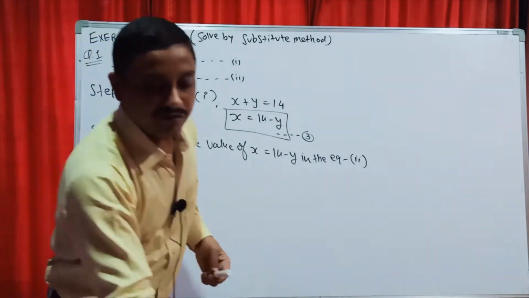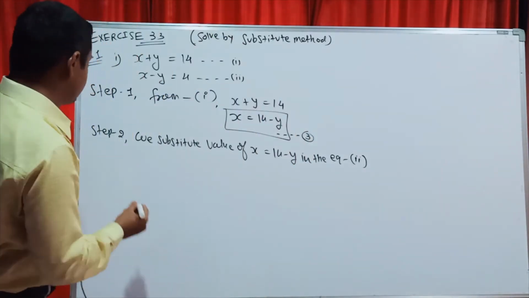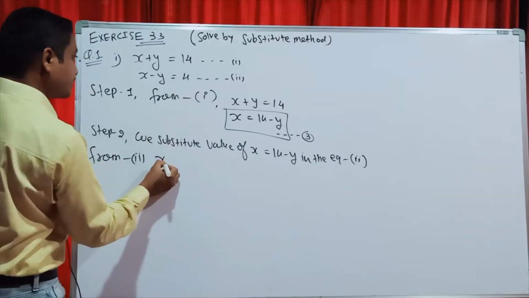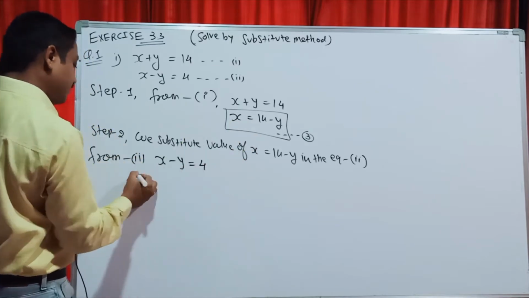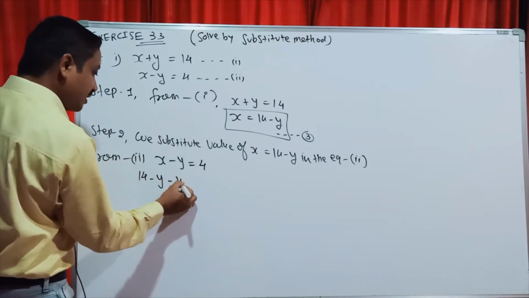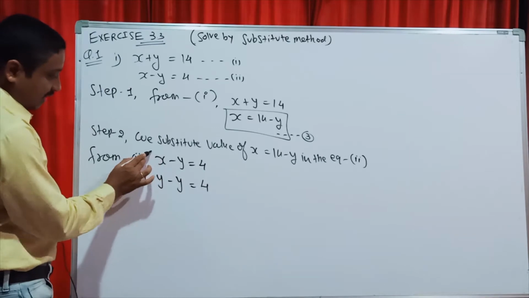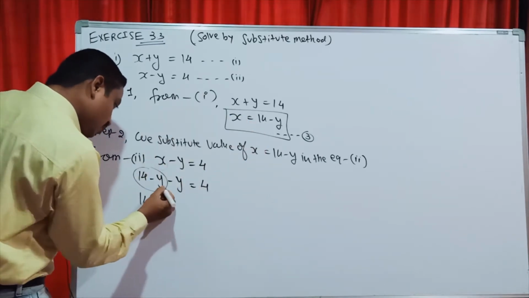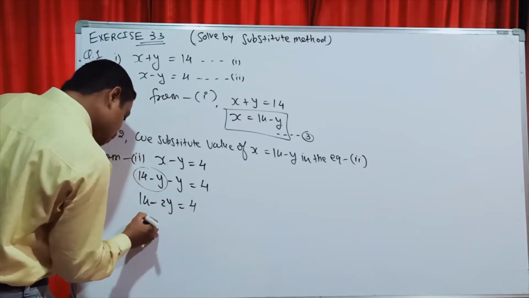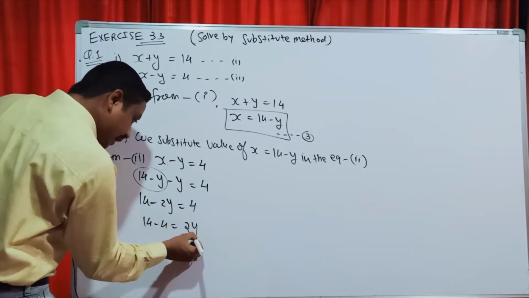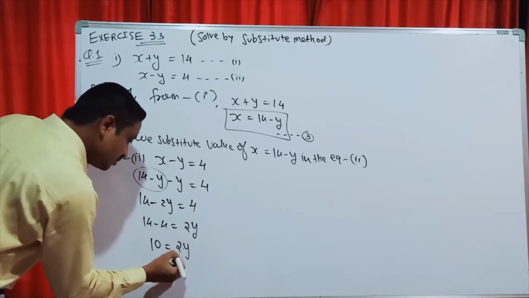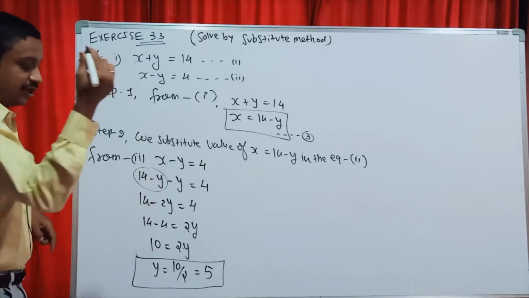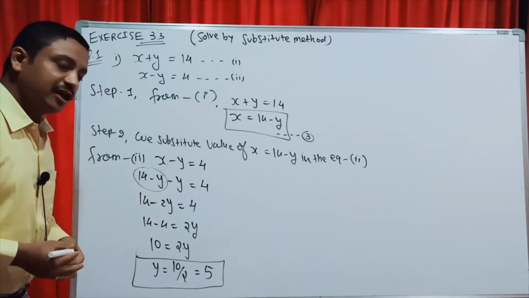Yes students, for the second equation I just utilize this equation. So from 2, what is my equation 2? x minus y is equal to 4. This x applies successfully: 14 minus y, and minus y. So 14 minus y minus y gives minus 2y. So 14 minus 4 is equal to 2y, which is 10. And what is y? 10 by 2, that is 5 only. And here our first question is easily done.